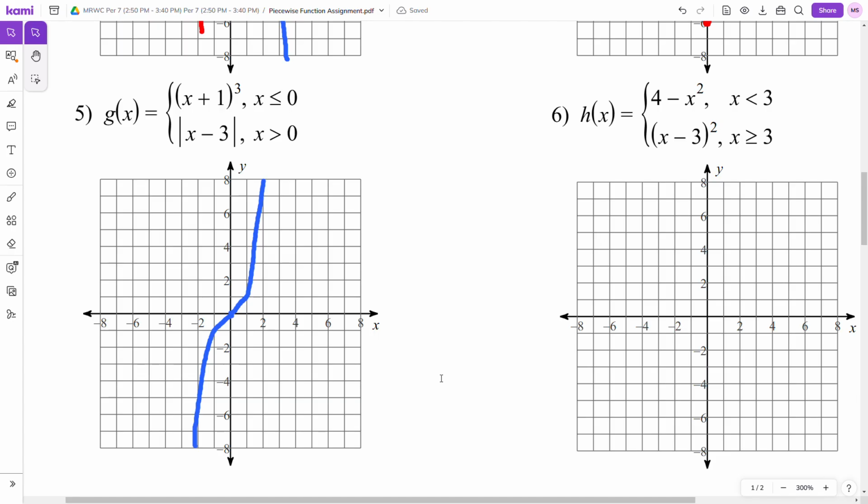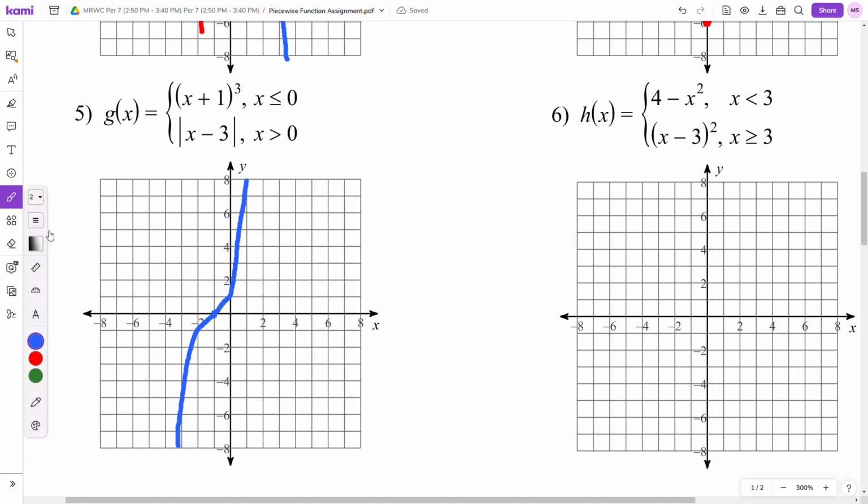If it's inside the parentheses, it's left, right. And plus means left, and minus means right. This is, in fact, shifted 1 unit left. Did you know that? Did you predict that accurately? If not, you should write that down and try to remember that. Okay, so if you forget the rule, here it is again.